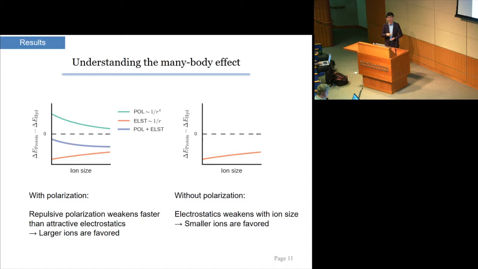And this is why the larger calcium ion will be favored. Without the polarization, the smaller ion will be preferred. And this is why we have seen the different behaviors of the polarizable force field and the non-polarizable force field. And if this trend is true, we will see that the larger ion will always be favored.